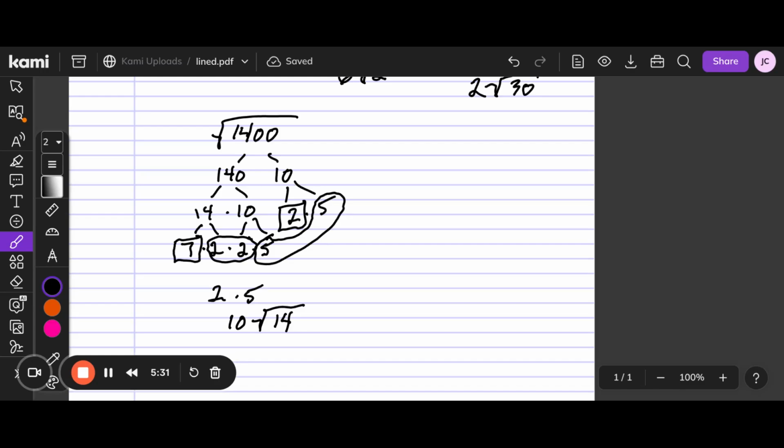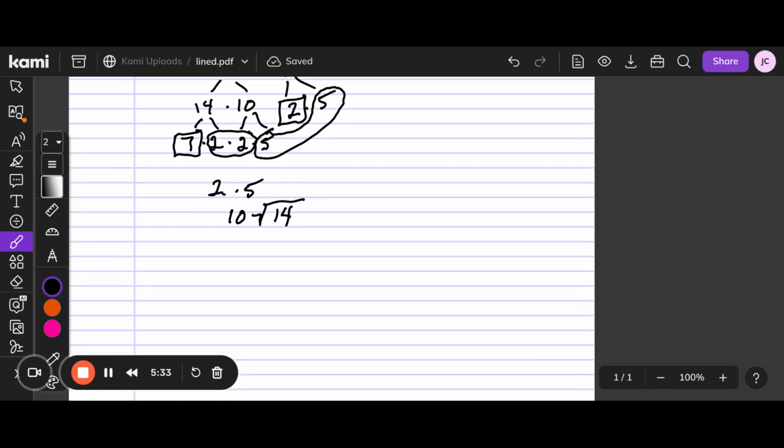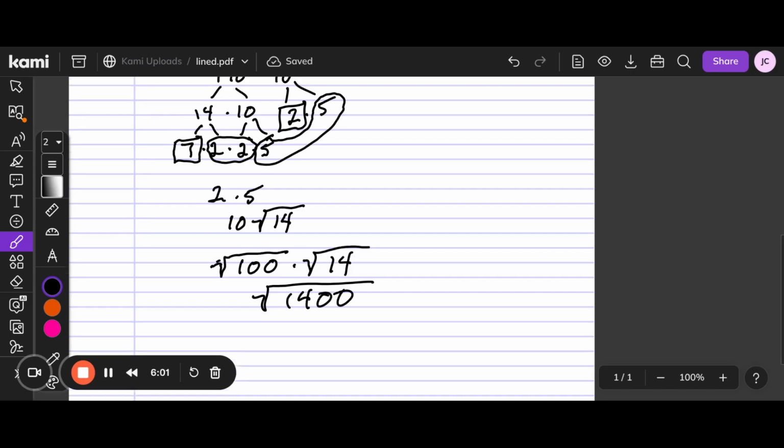Okay. So now, how do you check this? Well, you check it by squaring the 10. So if I squared the 10, I'm going to get the square root of 100 times the square root of 14. And that is the square root of 1400, what we started with.